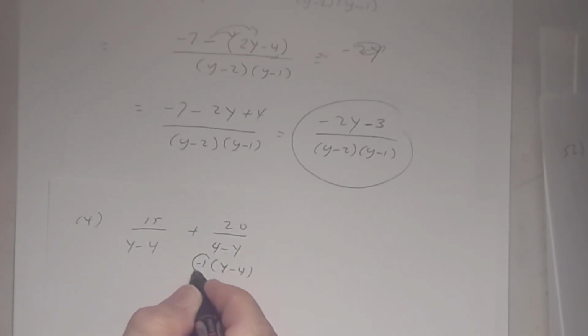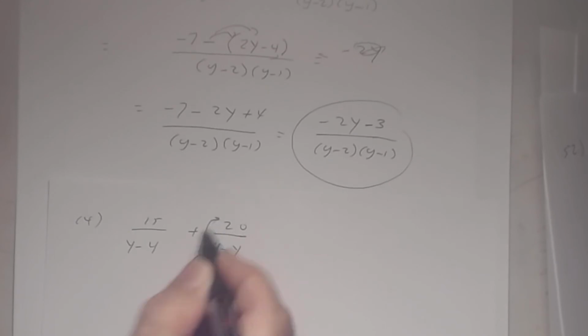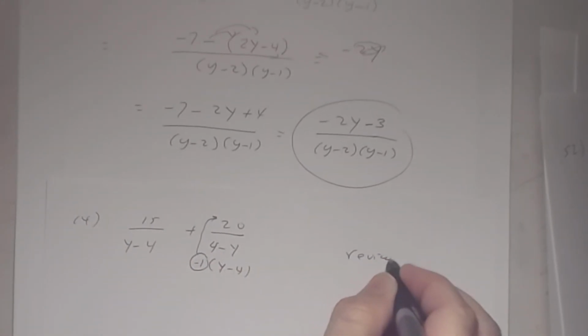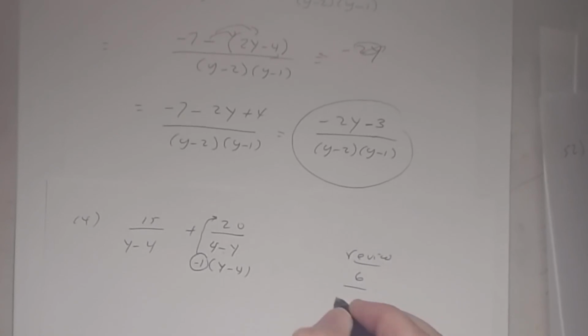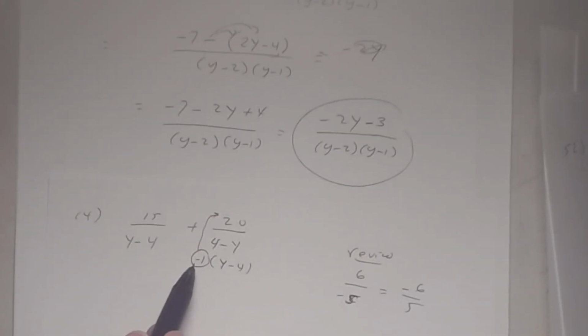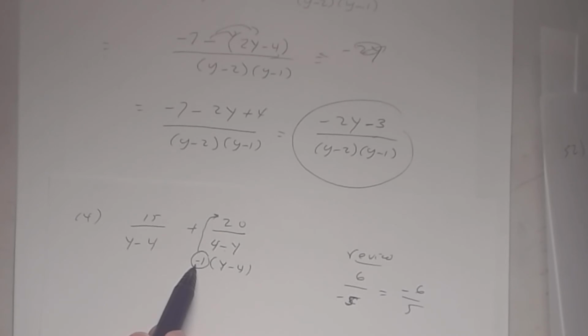The next thing you want to do here is pull that negative 1 to the numerator. Because remember, we talked about, if you go back and review, what's 6 divided by negative 5? Is 6 divided by negative 5 the same thing as negative 6 divided by 5? Yes, or negative 6/5. What we're doing is just pulling this negative 1 up, so instead of 20 divided by negative 1, we're saying just negative 20. Okay, so then what I have is this.